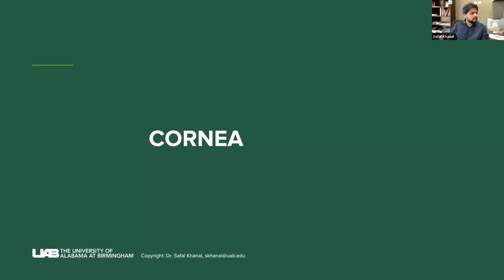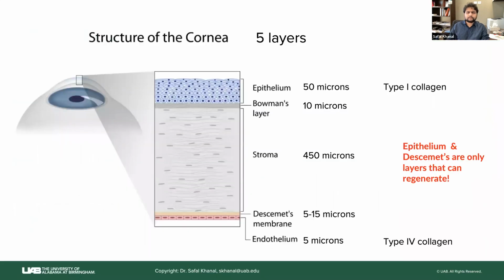Now let's look at the cornea next. The cornea has 5 layers from outside to inside. It is epithelium, Bowman's layer, stroma, Descemet's membrane, and the innermost layer is endothelium. The 2 layers that can regenerate: epithelium, of course, but in some capacity, Descemet's can also regenerate. So epithelium and Descemet's membrane.